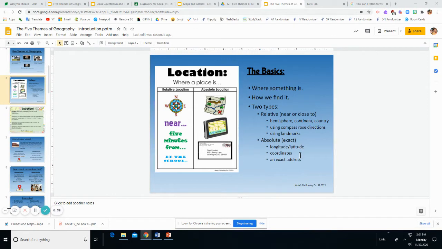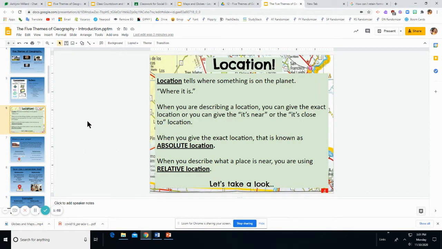Absolute location is the exact location. That's using longitude and latitude to pinpoint the exact point on the planet. That's called coordinates, using coordinates. You could also use an exact address. Like you're going to mail a letter, it would go to the exact address. You wouldn't just mail it to my house at exit 7. That wouldn't be exact. Let's take a look.